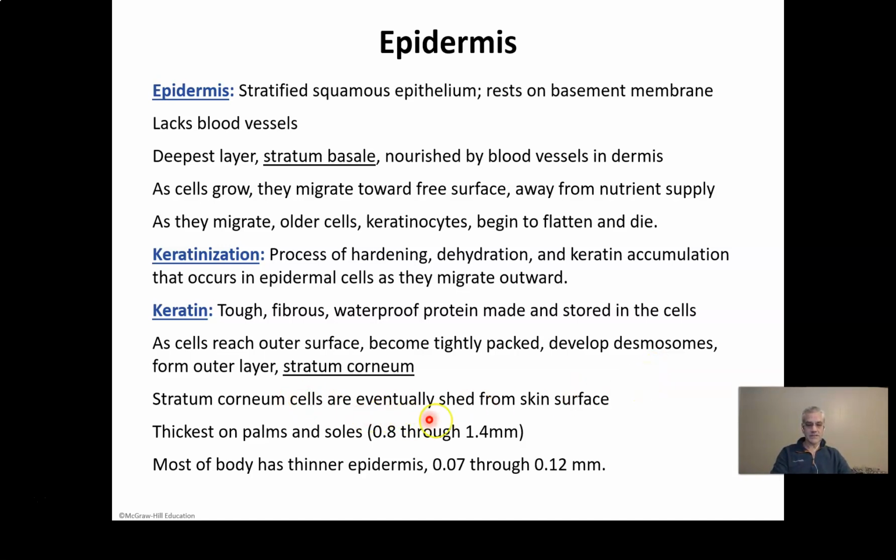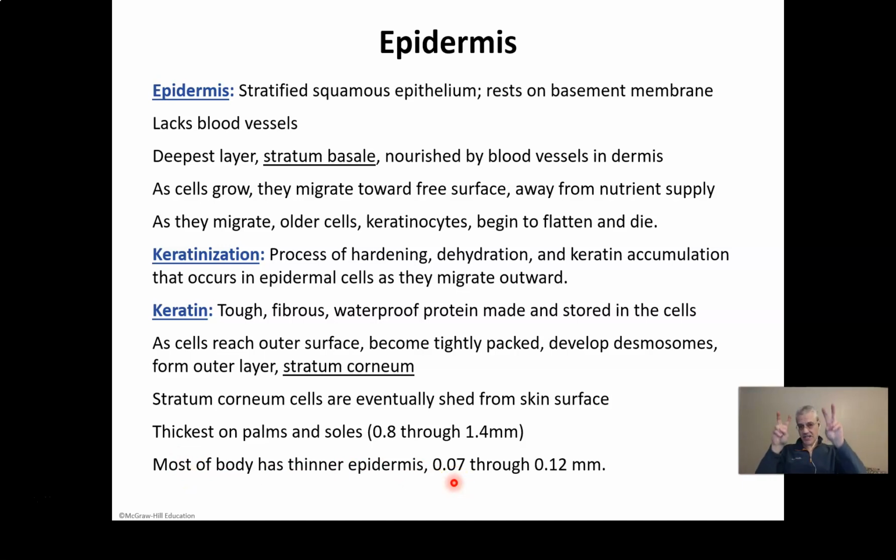Stratum corneum cells are eventually shed from the skin surface. Of course, those are the cells that are shed by washing. All right, now your skin, where's it thickest? Of course, it's thickest where you would imagine, on your palms and on your soles. Where your weight-bearing surfaces, especially the bottom of your feet, they're going to be very, very thick there. Your palms are not quite as thick, but they are thicker than most of the other areas of the body of the epidermis.